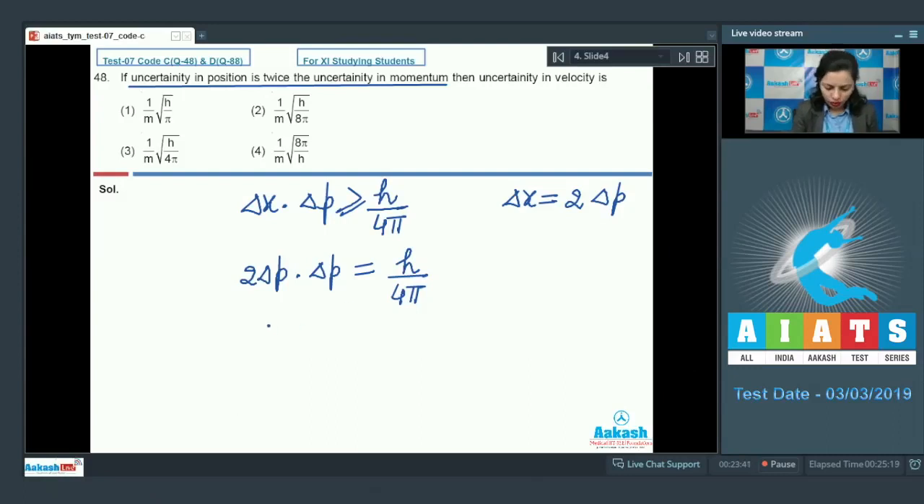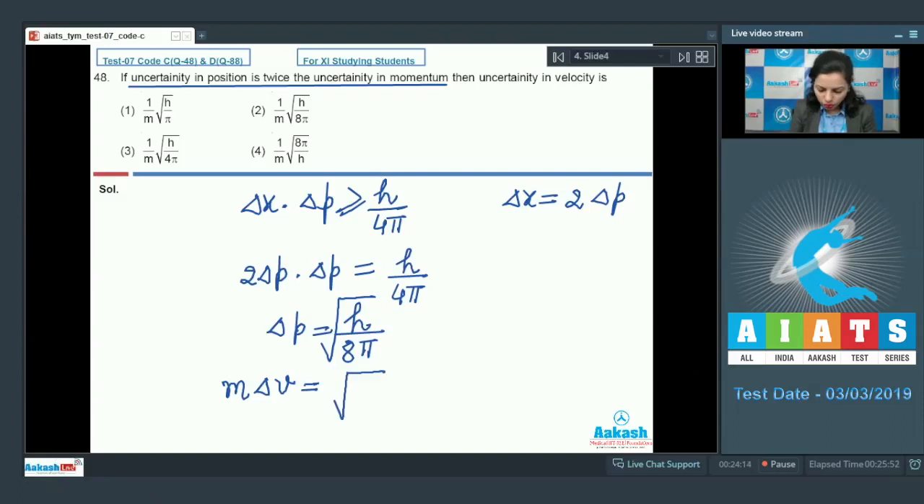Now, we can write it, delta p is equal to h by, this 2 comes here, it becomes 8 pi, and here was delta p squared, so I'll mark here a root. And this delta p has this value. Now, we know that delta p is m delta v. That is equal to root h by 8 pi.